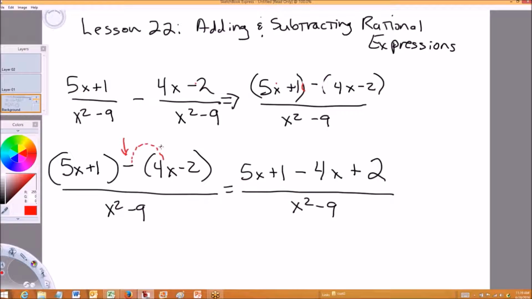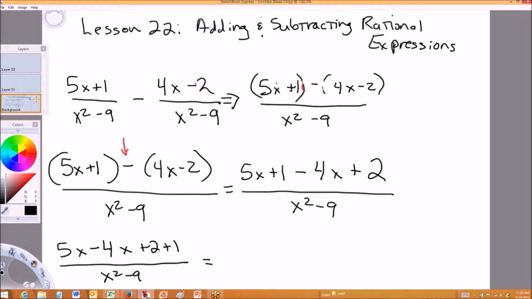Notice that this made our negative 4x, and a negative minus a negative is adding a positive, so that made it a positive 2. And rewriting, grouping in like terms, we see 5x minus 4x gives us 1x. I'm just going to write it as x. 2 plus 1 is 3 over x squared minus 9.